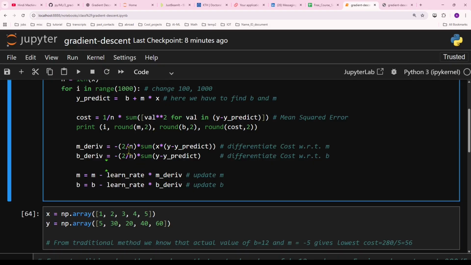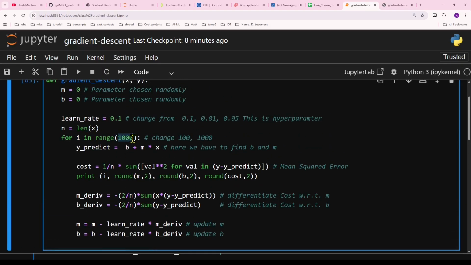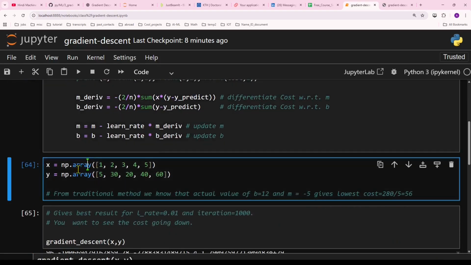Okay, so this is my function right here. And I call this function 1,000 times. And then I define my x and y. So let's say my x is equal to 1, 2, 3, 4, 5, and let's say y is equal to 5, 30, 20, 40, 60. This is the actual value of my y.